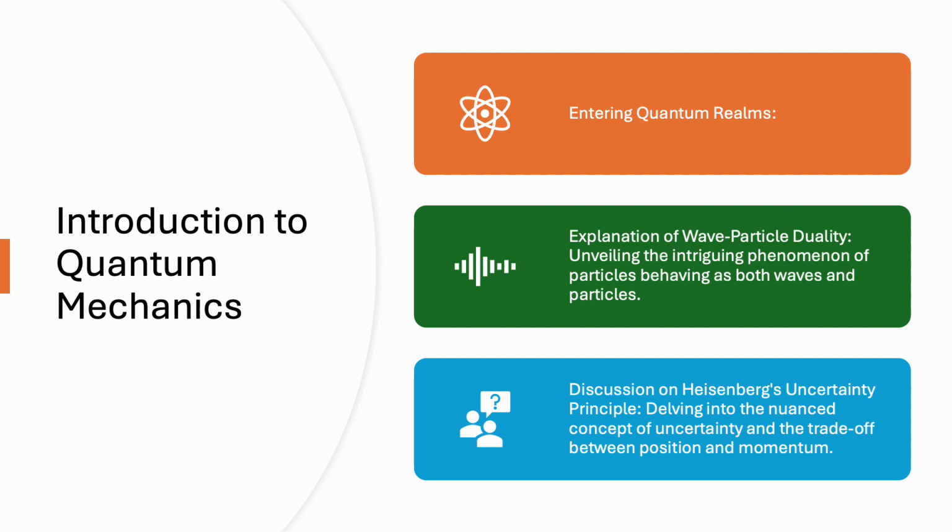Now, why do these principles matter to us? They're not just abstract concepts, they're the very essence of quantum mechanics. Where wave-particle duality challenges our perception of reality, the uncertainty principle adds a layer of unpredictability to the quantum landscape. Understanding this is crucial as we embark on our quantum journey, setting the stage for quantum phenomena awaiting exploration.